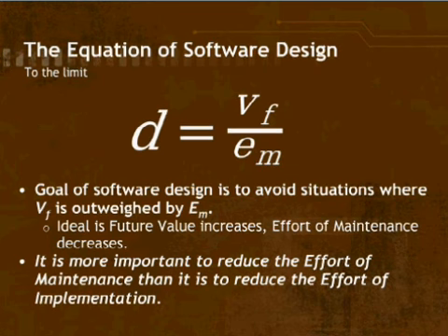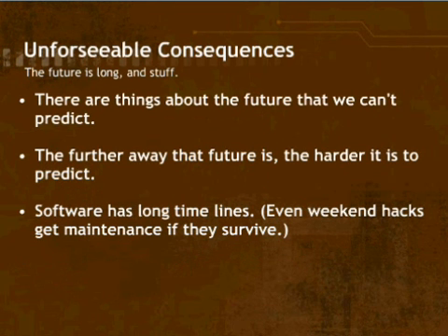Like I said, of course, however, the future is full of unforeseeable consequences. There's a lot of future in the future. And there's a lot about that future that we can't predict. And the farther away it gets into the future, the harder it is to predict what's going to happen. Software pretty universally has long timelines. A short project is several months. Most projects are maintained over several years, even if you only expect them to be maintained over several weeks or several months.